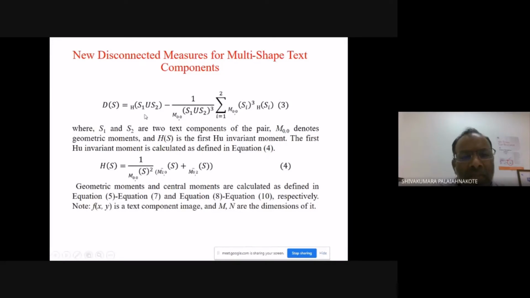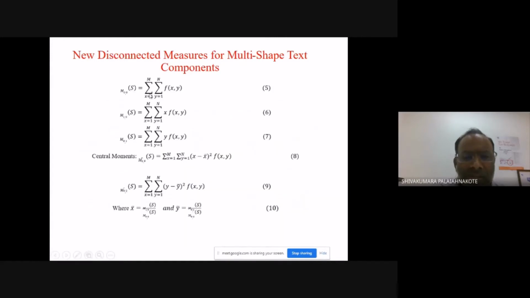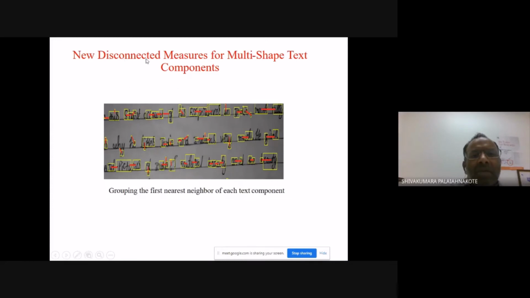Then we will try to estimate the distance between these two components using the moments. So the U invariant moment. Now it is just the moments formula only. It is very easy. So this is a new measurement. Now, grouping the first nearest neighbor component, because this formula requires two components.